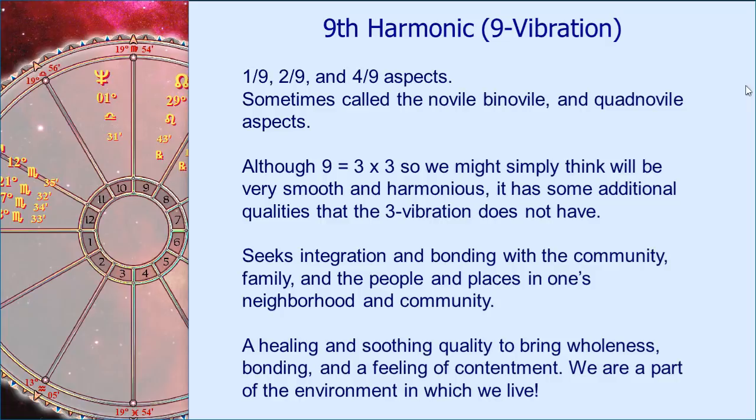Ninth harmonic. So ninth harmonic means the 1/9, the 2/9, and the 4/9 aspects. The 1/9 is sometimes called a novile, 2/9 called a binovile, 4/9 called a quadnovile. I don't use the names, I just refer to the fractions. We're not that concerned with how many degrees are in each aspect. We just want to know what these aspects mean, regardless of whether it's a 1/9, 2/9, or a 4/9. The meaning is very similar. And what does it mean?